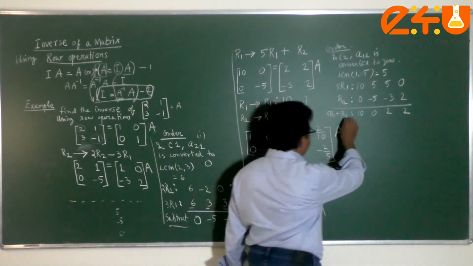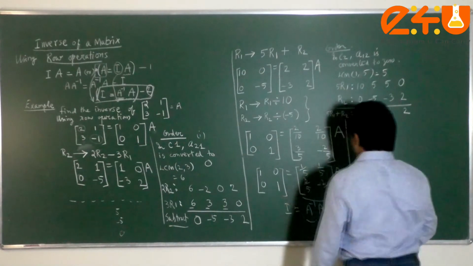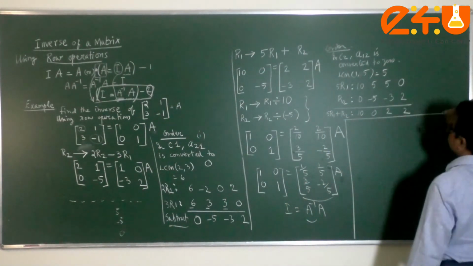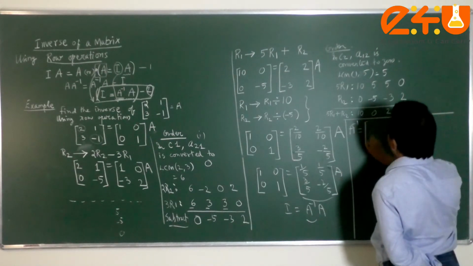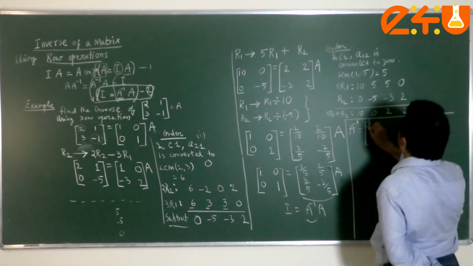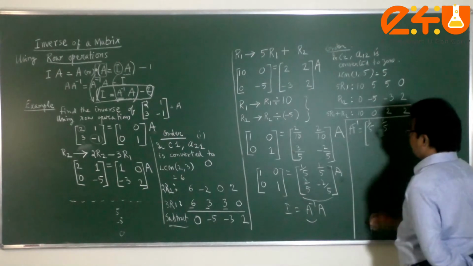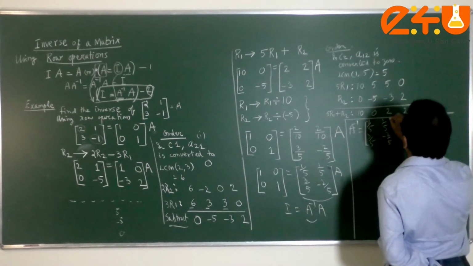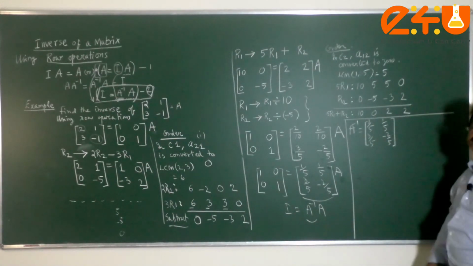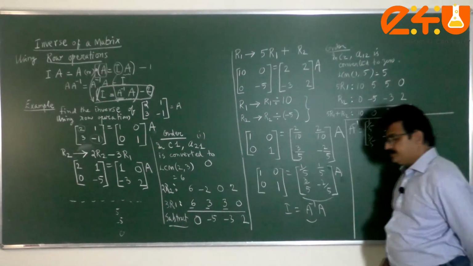Well, so shall I commit now? My answer for A inverse is what we got, 1 by 5 and 1 by 5 in row 1, 3 by 5 and negative 2 by 5 in row 2. Okay.